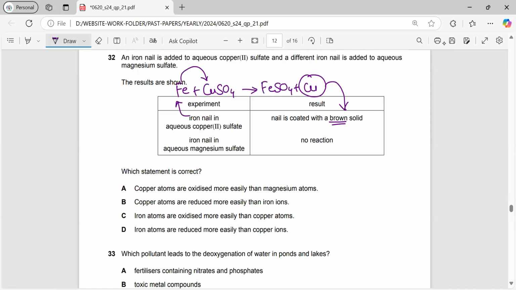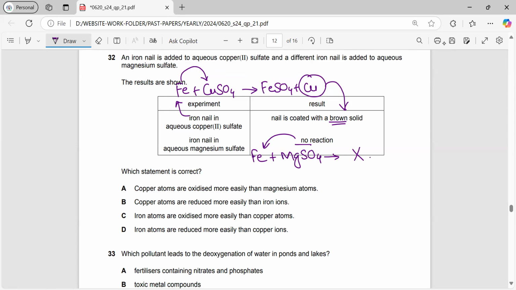The iron nail in aqueous magnesium sulfate: there is no reaction. No reaction will occur because iron is less reactive than magnesium. That is why there will be no displacement reaction. Iron cannot displace magnesium, it's less reactive. So which statement is correct?